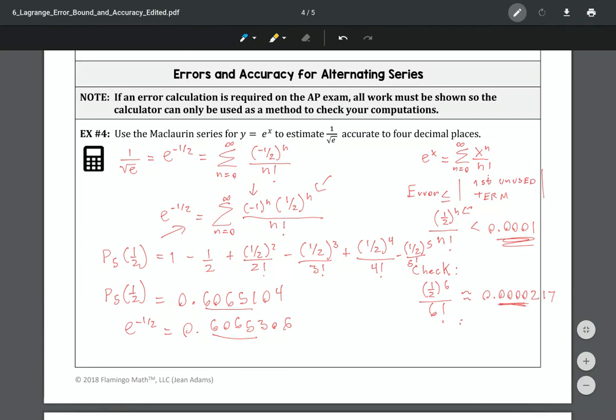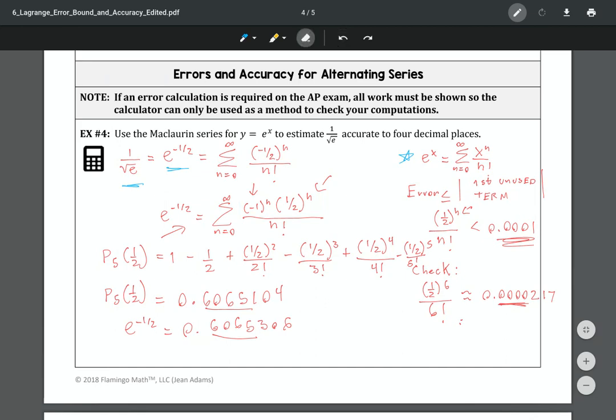to estimate what e to the negative 1/2 is, which is the same thing as this. Notice that what I use first is this, which you should have memorized. Because this is an alternating series, please notice that I did that first. So what I know is that the error is the first unused term. My first unused term, I don't really know, so I took the absolute value of this and wrote it right there.